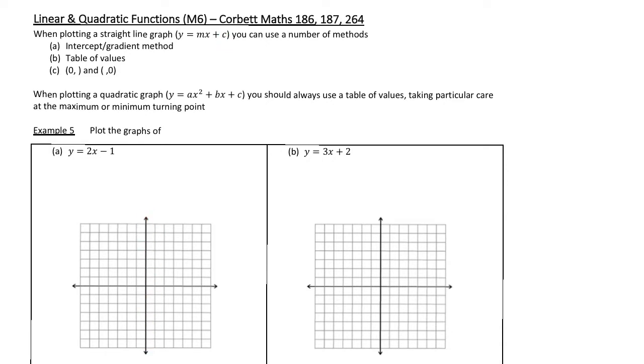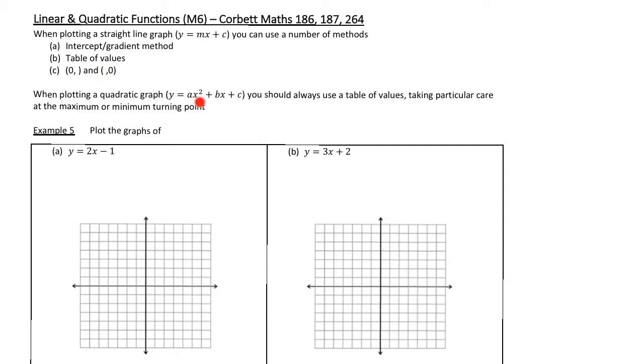So there's 3 different methods that we can use to plot lines of the form y equals mx plus c. We can use the intercept gradient method, a table of values, and we can do a substitution for whenever x equals 0 to work out y, and whenever y is equal to 0 to work out the x value. That'll give us 2 points, and then we can join those up.